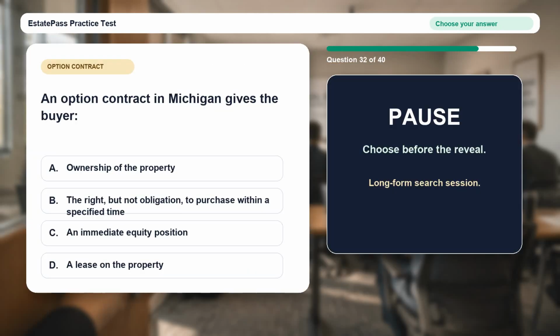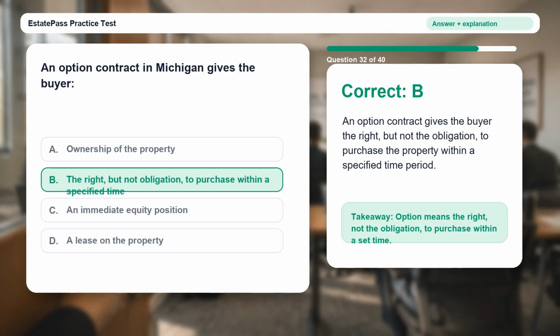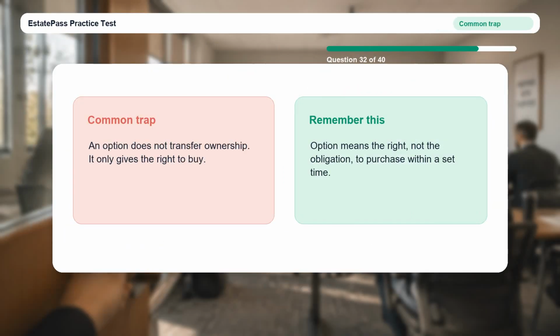Question 32. An option contract in Michigan gives the buyer. Your choices are A. Ownership of the property, B. The right. The correct answer is B. The right, but not obligation, to purchase within a specified time. Explanation: an option contract gives the buyer the right, but not the obligation. Common trap: an option does not transfer ownership. It only gives the right to buy.